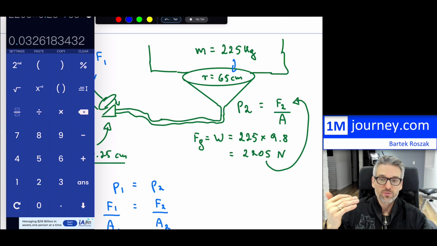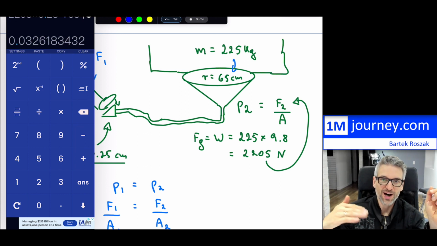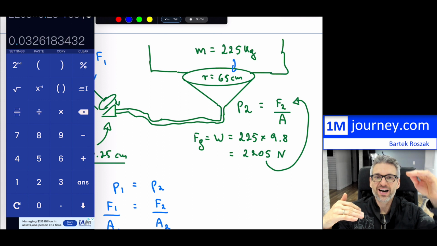So if you've ever wondered why, well, it's because of Pascal's principle, and we're using it wisely because we're making the radius bigger on the other side, where the fluid pushes up, and we're making the radius much smaller where we're pushing. Now, there is a trade-off in here because you're going to have to push quite a lot of times to lift the patient up, right?